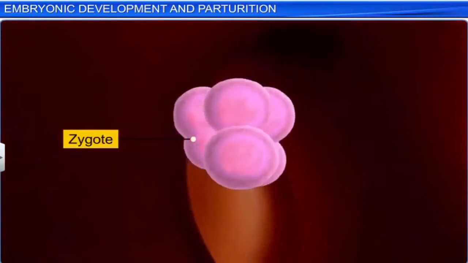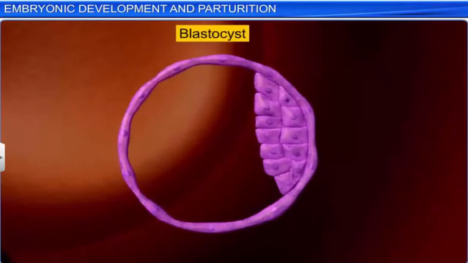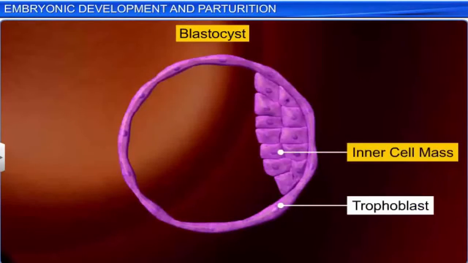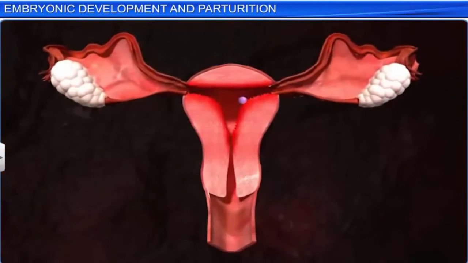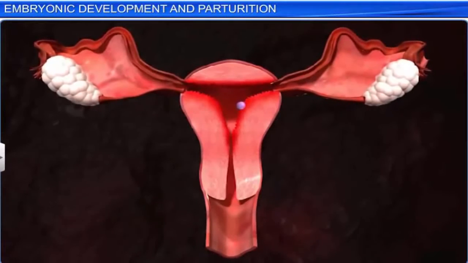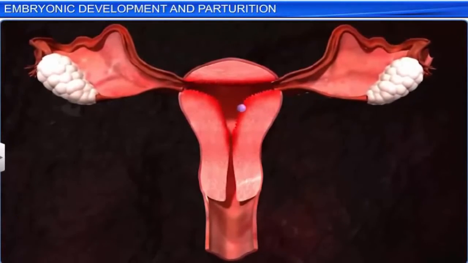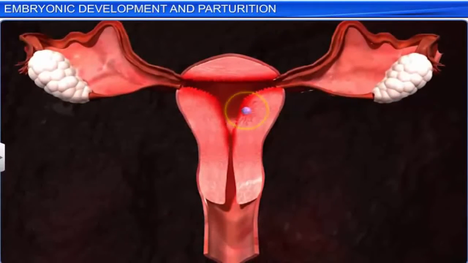the zygote undergoes cleavage and develops into a blastocyst, a hollow ball consisting of a trophoblast, an inner cell mass, and a cavity called blastocele. As the trophoblast grows outwards and penetrates the endometrial lining of the uterus, the blastocyst, with a developing embryo, gets implanted in the uterus and pregnancy is initiated.